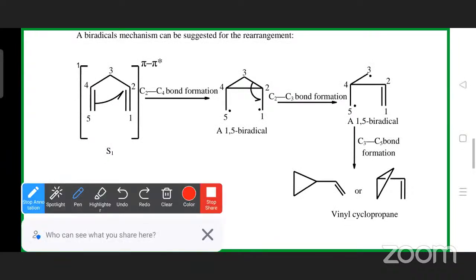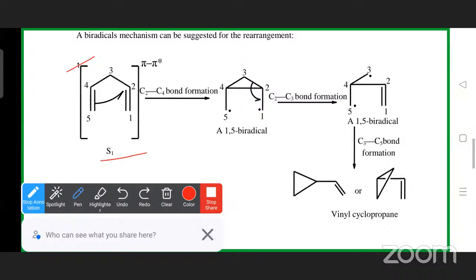How does this rearrangement take place? Like every photoreaction, it absorbs the light and undergoes excitation, the higher excitation to the S1 state. So here is an excited singlet state, a pi to pi star singlet transition.